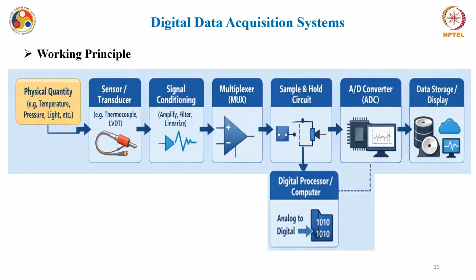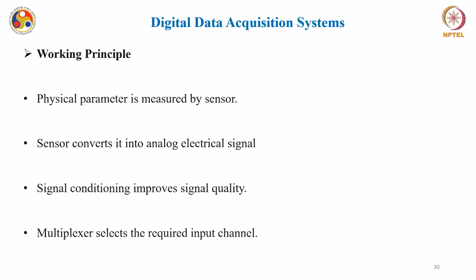Now, this is a typical digital data acquisition system. You have a physical quantity, maybe anything varying like temperature, pressure, and so on. You have a sensor, a signal conditioning circuit, a mux, and signal converter, and a sample and hold circuit before it is fed into the AD converter. The output of this AD converter can be stored and displayed. However, you also have a digital processor or computer where this data can be further processed, which was not available in the analog data acquisition system.